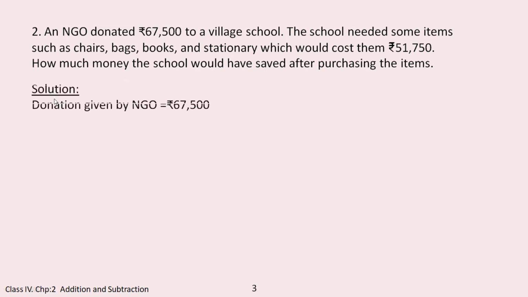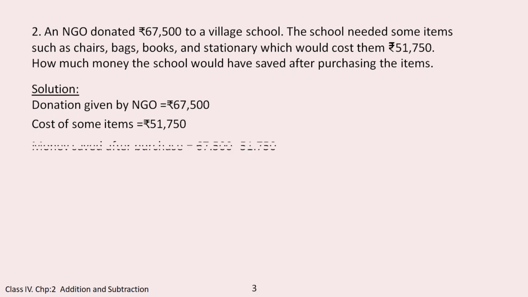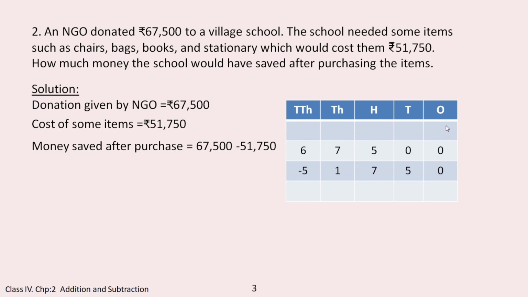So starting with the solution, donation given by the NGO is 67,500. And the cost of some items is 51,750. Now I have to find money saved after the purchase, which would be 67,500 minus 51,750. Fine. I will do this in my place value chart starting from the extreme right. Students, the bigger number on the top, the smaller number at the bottom.